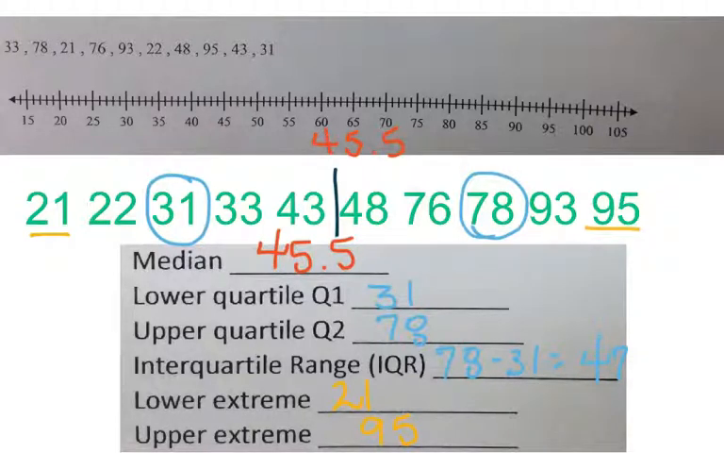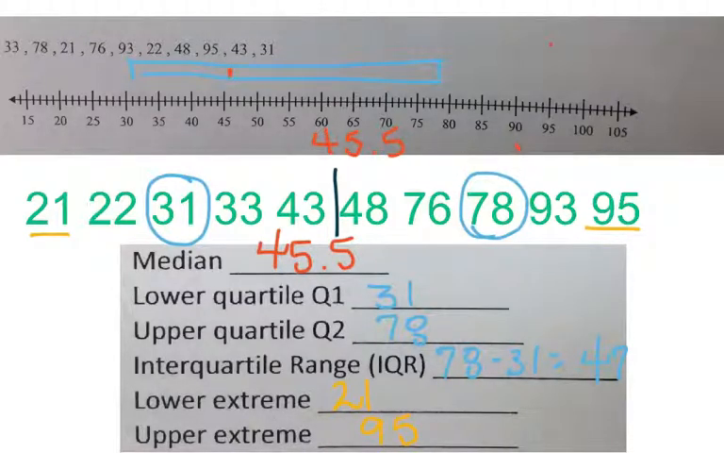All right, so 45 and a half. All right, so we're at 45 here, and we're going to go halfway in between. A little bit tricky. All right, and then my Q1 is 31, and my Q3 is 78, just right there. Construct my box.